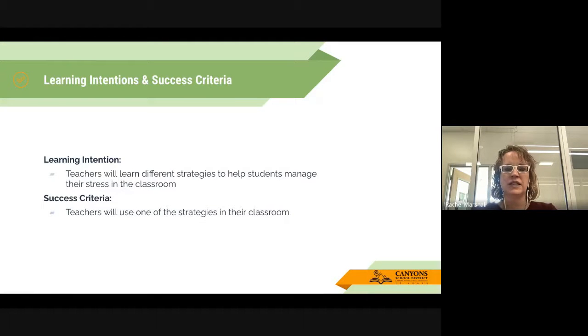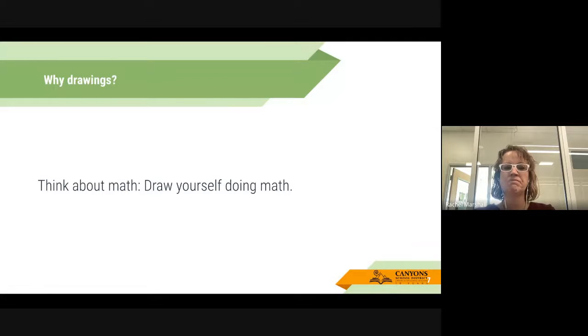Our learning intentions and success criteria for today are that teachers will learn different strategies to help students manage their stress in the classroom, and hopefully our success criteria will be that you'll use one of the strategies. So let's just talk about math. That seems to be the biggest; some people have a lot of distress when it comes to math.